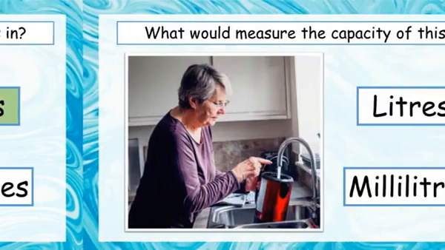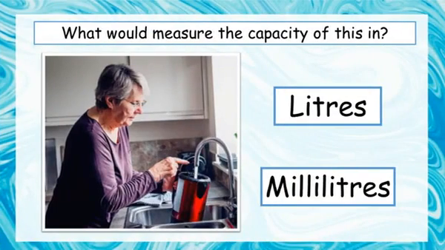Okay, next one. So we have Granny Mar filling up the kettle to put it on for a cup of tea. Would we measure the capacity of the kettle in litres or in millilitres? Pause the video and write down your answer. Well, this is a bit of a trick question, to be honest, because if you look at the side of your kettle, it probably has both millilitres and litres measured on the side. I know my kettle here certainly does. It goes up in litres, but it also has marks for millilitres. So we'll go for both.